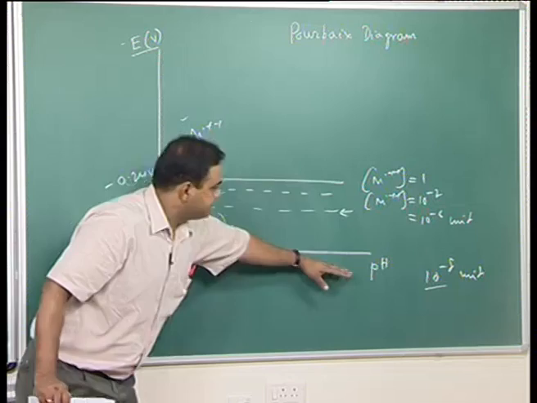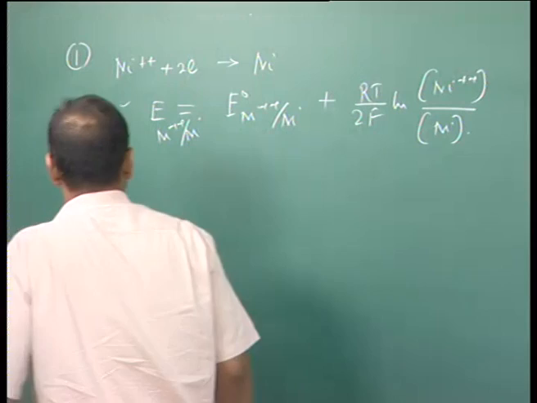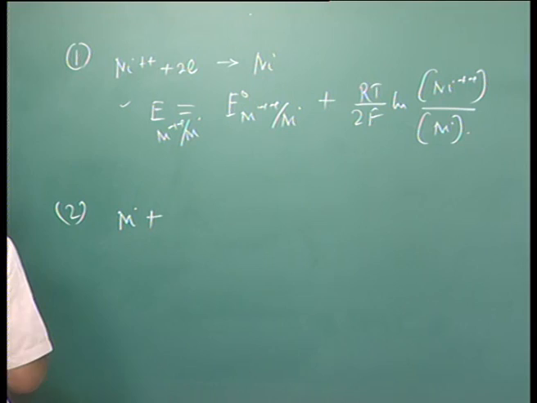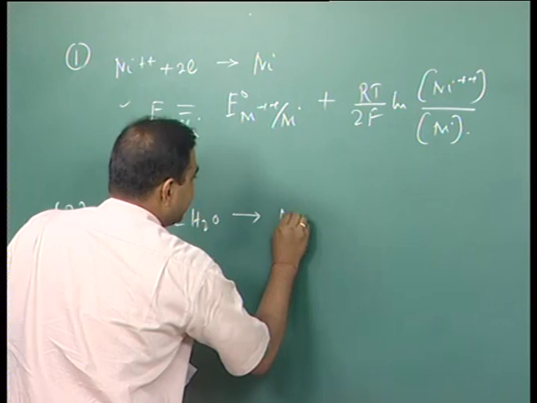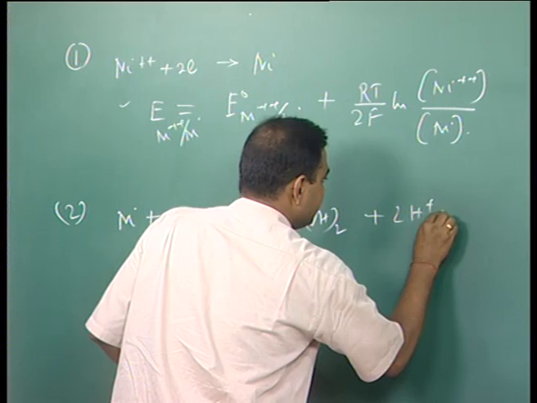Now, the second reaction we have started thinking about, that is another reaction, which is Ni + 2H2O going to Ni(OH)2 + 2H+ + 2e.